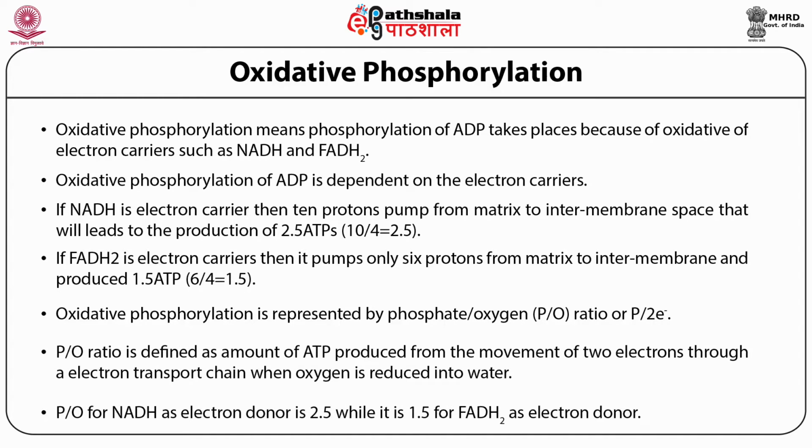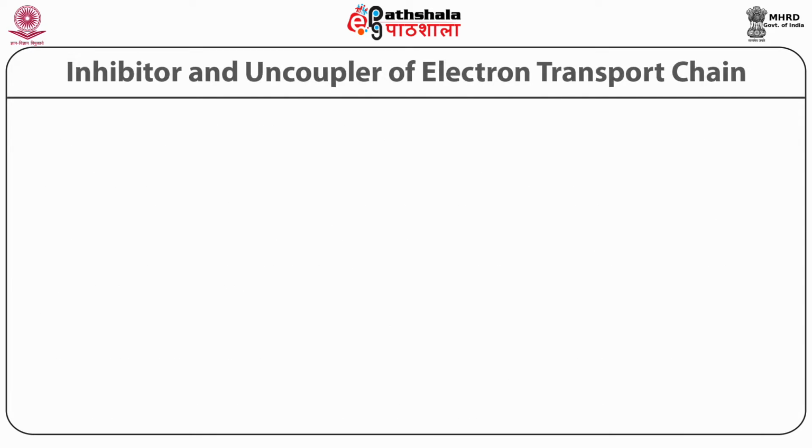P by O ratio for NADH as electron donor is 2.5 because we will produce 2.5 ATP, and P by O ratio for FADH2 is 1.5 because we are producing 1.5 ATP. The important thing is we never actually produce 2.5 ATP or 1.5 ATP, but it is a calculation, that's why we are writing it. We either produce 2 ATP or we produce 3 ATPs.